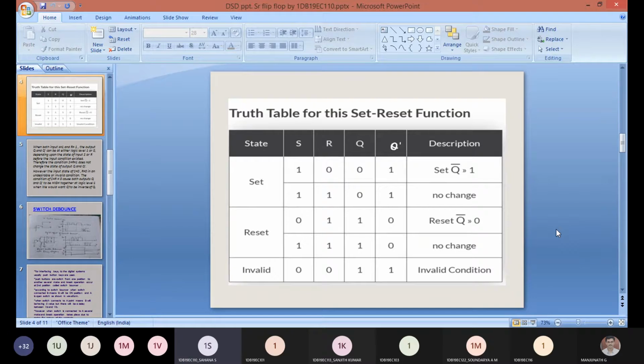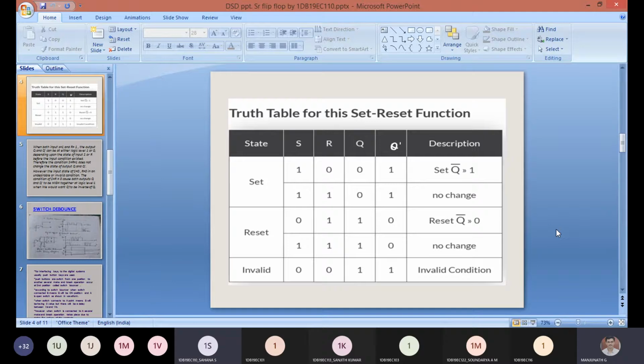And there is an invalid condition where S and R are both equal to 0, it becomes an invalid or undesirable condition, because both Q and Q dash will be high together at logic level 1, when we want Q dash to be the inverse of Q.